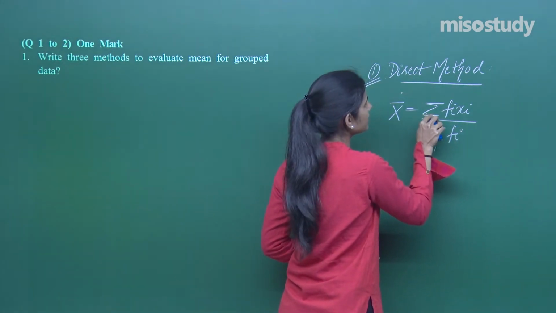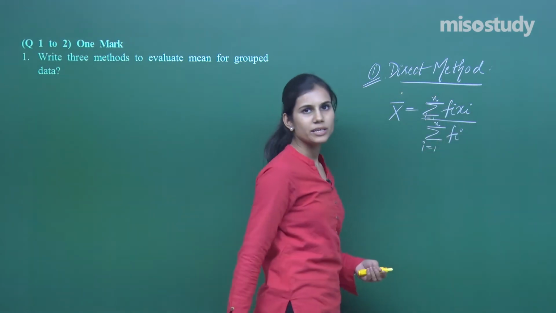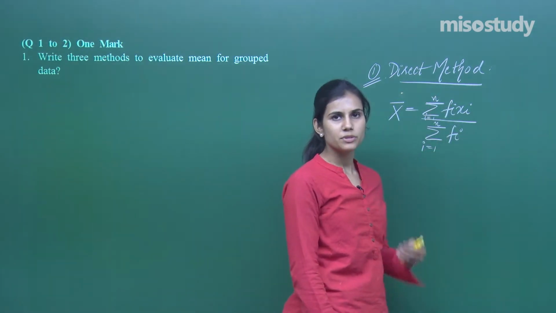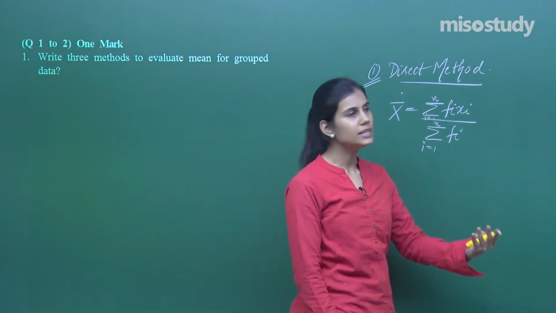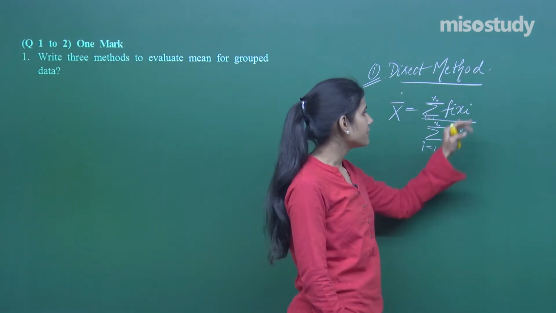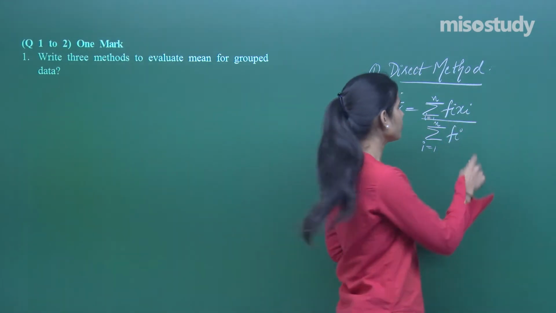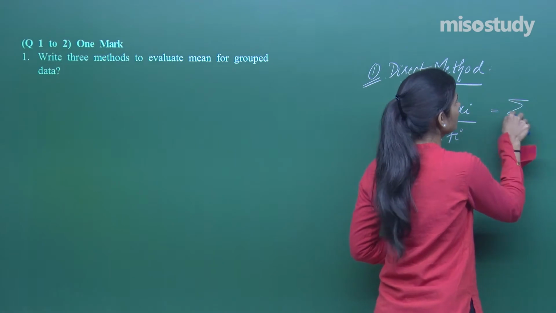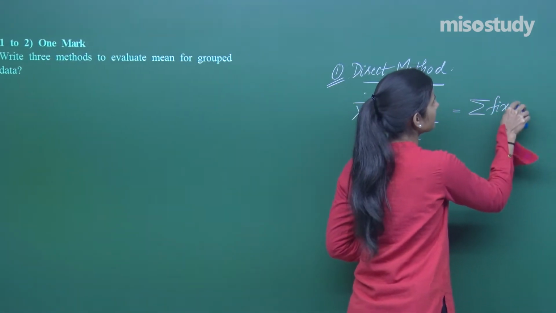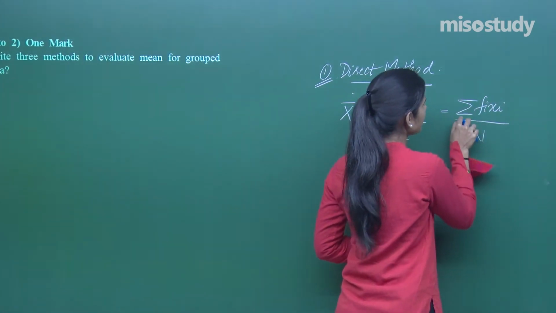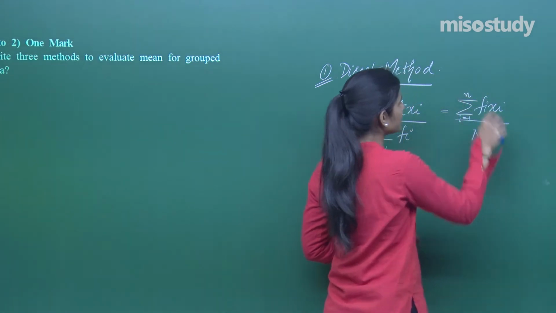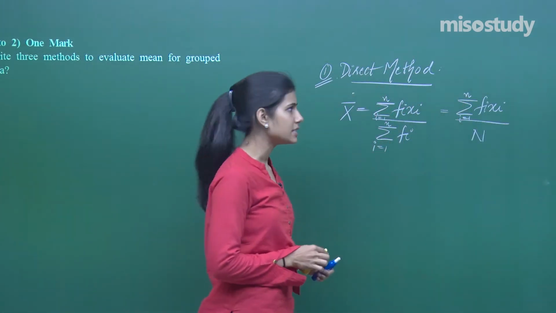So you can write that the data given to you is x1, x2, x3 up till xn with corresponding frequencies f1, f2, f3 up till fn. Then x bar, that is the mean, is given by summation fi xi upon summation fi, which can also be written as summation fi xi upon capital N, where capital N is the sum of all frequencies.